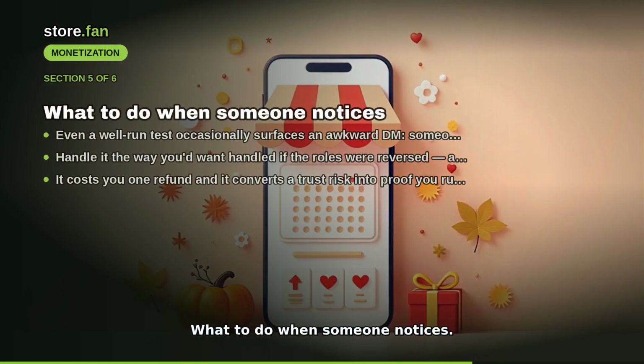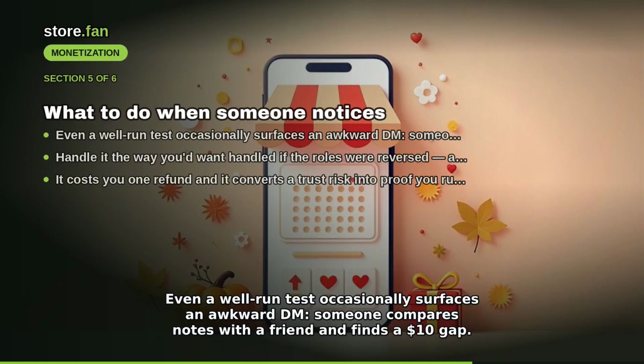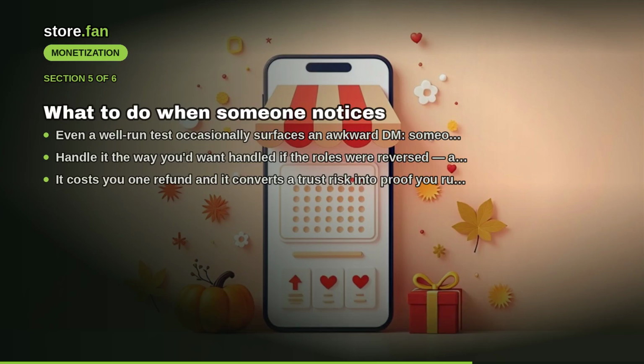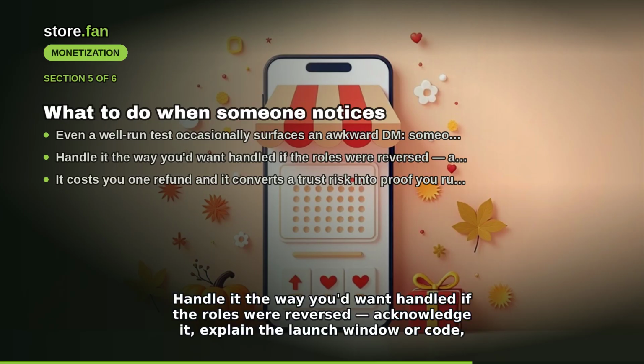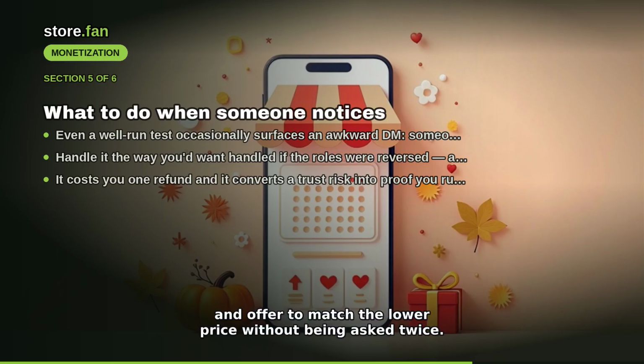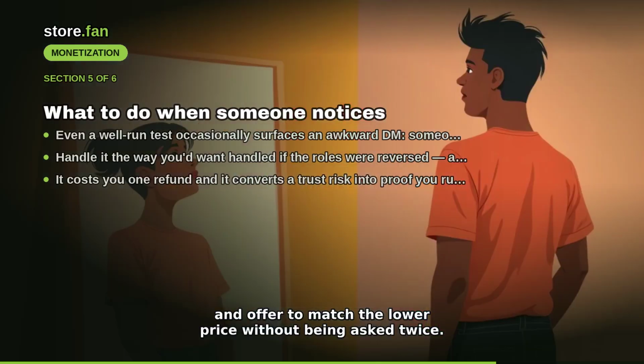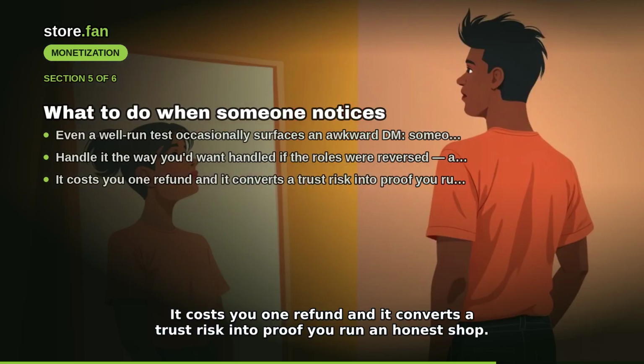What to do when someone notices? Even a well-run test occasionally surfaces an awkward DM. Someone compares notes with a friend and finds a $10 gap. Handle it the way you'd want handled if the roles were reversed. Acknowledge it, explain the launch window or code, and offer to match the lower price without being asked twice. It costs you one refund, and it converts a trust risk into proof you run an honest shop.